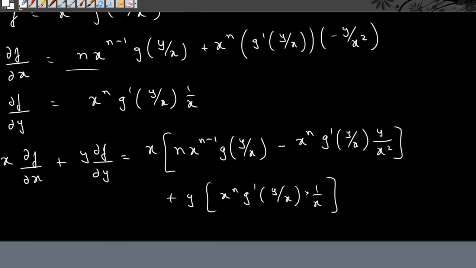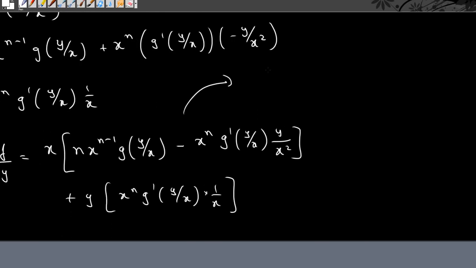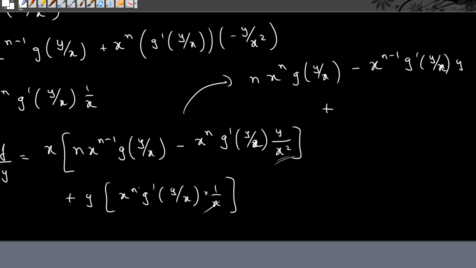Alright, so let's expand this and see what we get. So this becomes n times x power n g of y by x, minus, so here this x and x power 2 will become x power 1, and this will become x power n minus 1. So x power n minus 1 g dash of y by x times y, plus, here again this x will become x power minus 1, plus y times x power n minus 1 g dash of y by x, and yeah, that's it.